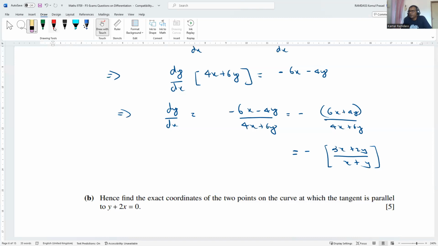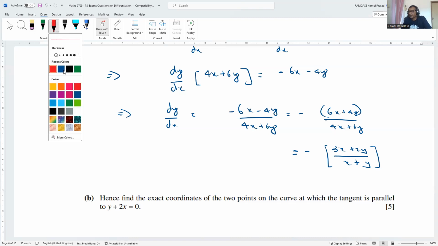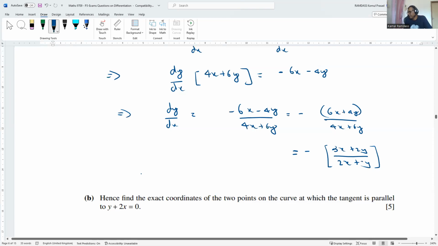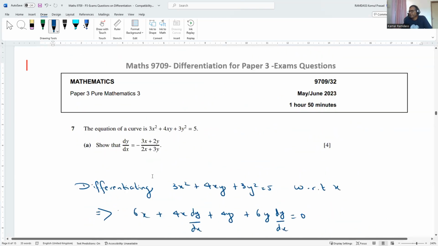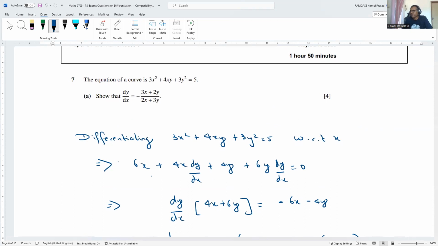Moi, je divise par 2 numérateur et dénominateur. Je suppose gagner 2x là, divisé par 2, plus 3y. OK?